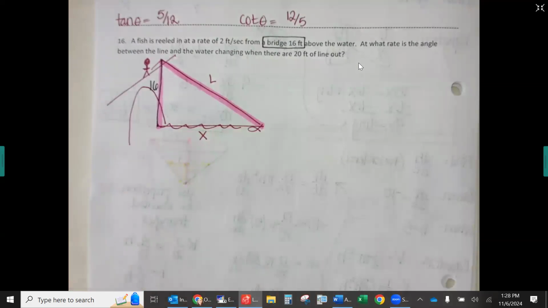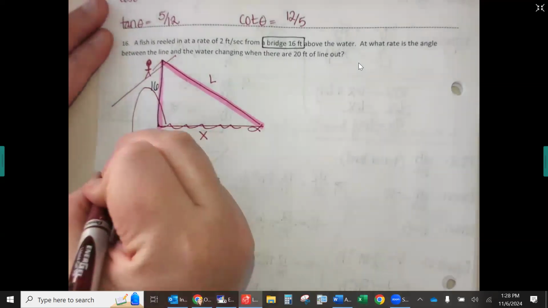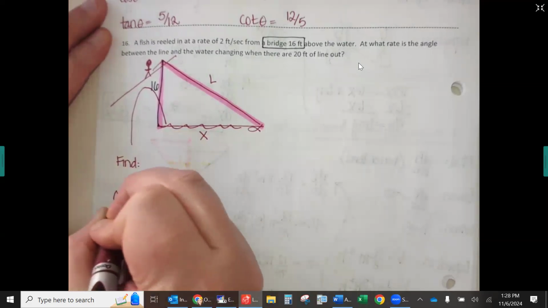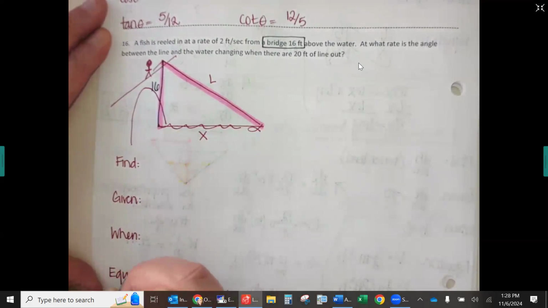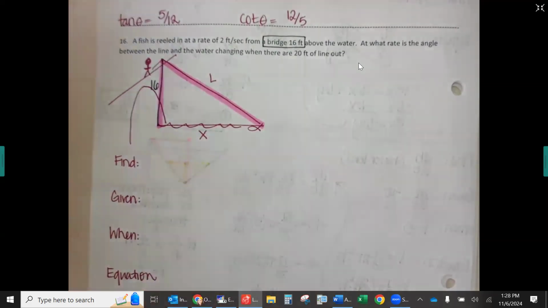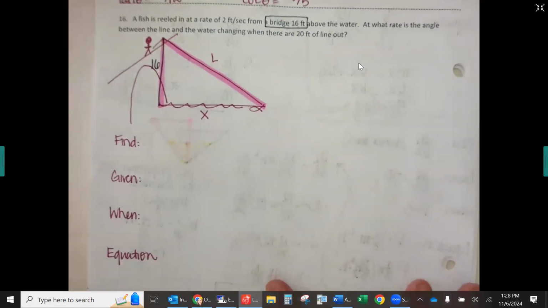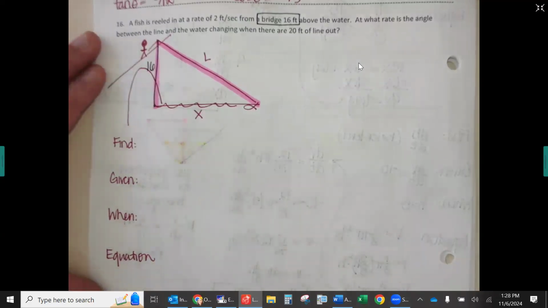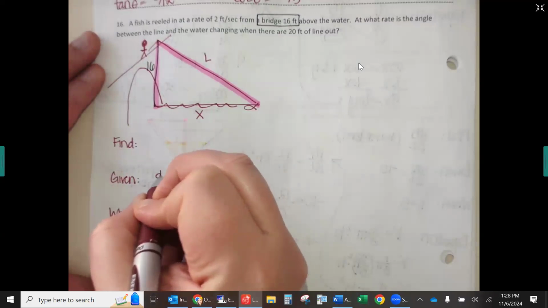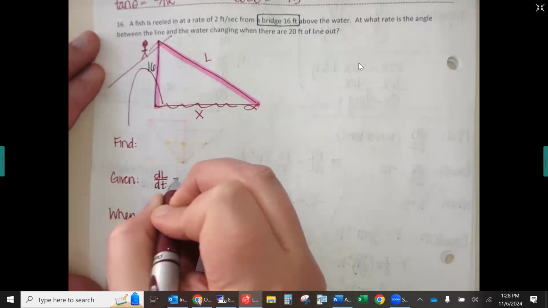Okay, so now that we kind of have our setup, let's do our find, given, when, and our equation, just like we were doing last week. So find, given, when, and our equation. Okay, let's read back through the question and try to fill in whatever we can. It says a fish is reeled in at a rate of 2 feet per second. What is that? That would be dL/dt. And what category would that go under? Given is correct. So dL/dt equals 2.